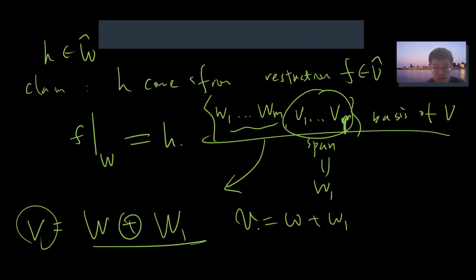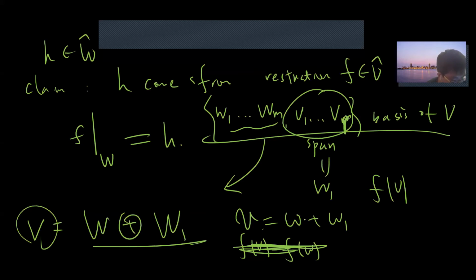Once you have this, then you know that f of v will be the same as f of w. So this is the construction. So we got v equals w plus w1. Let's say you have a function f defined on V, in V hat, so your f of v, by definition, is the map restricted to W. So we need to find this f. We start from h and find f.